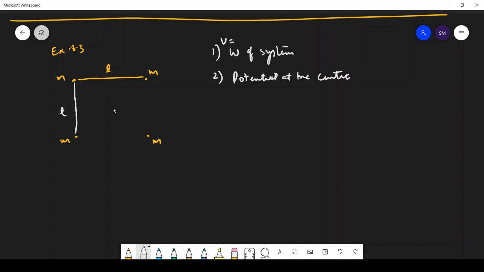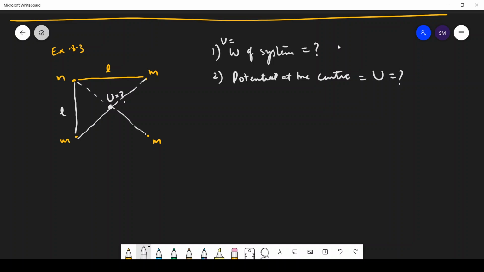So we have to find what is the potential at the center where the diagonals meet. So this is the point which is at the center. So here, what is the potential? Okay, so what is this potential? Gravitational potential. And this is the gravitational potential energy of the system. So these two things we are going to find.